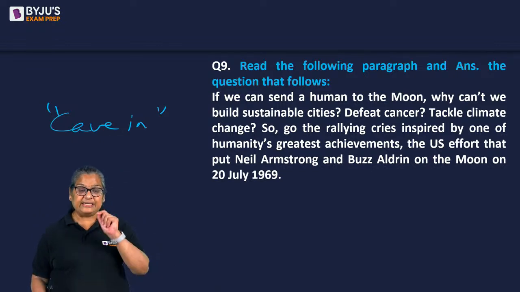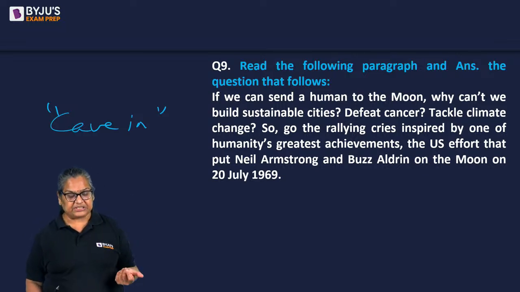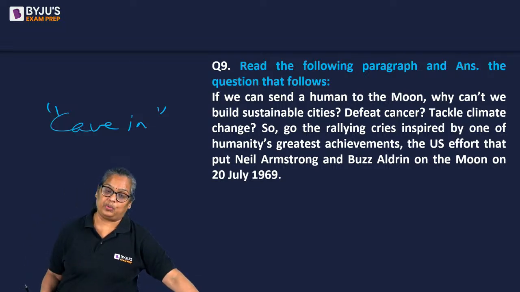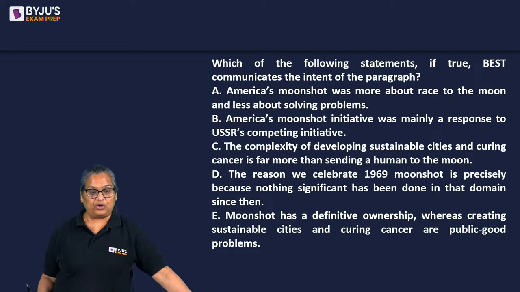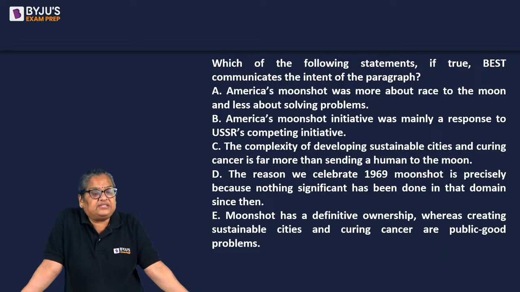Alright, so what do you think is the intent? What is the author implying? If we can send a human to the moon, why can't we build sustainable cities, defeat cancer? This is what people are saying when they saw that we could send people to the moon. Inspired by the US putting a man on the moon, this is what people are saying: if you can send a man to the moon, why can't you build sustainable cities? So goes the rallying cry.